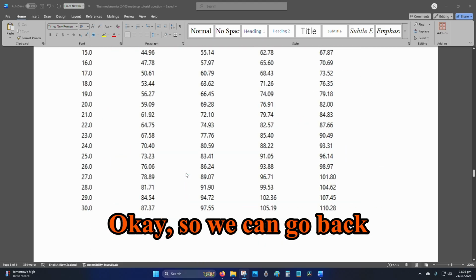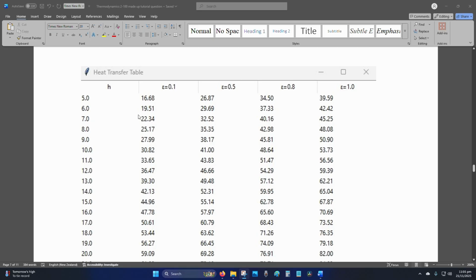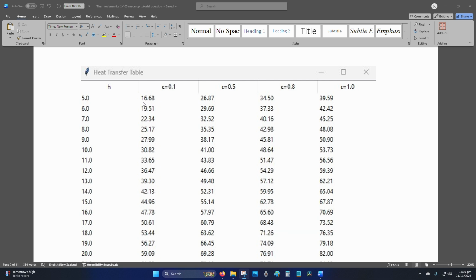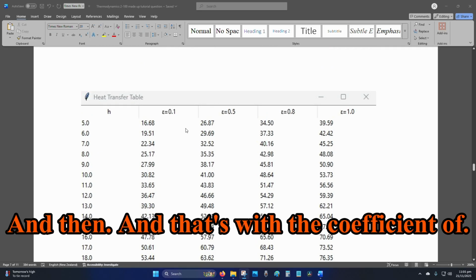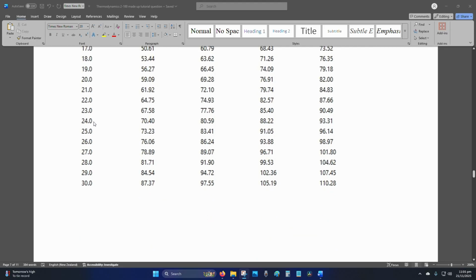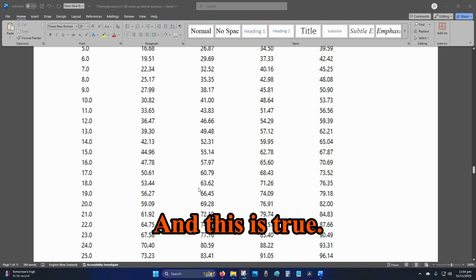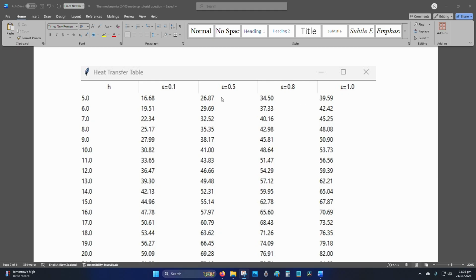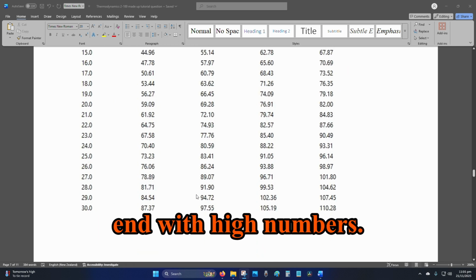Okay, so we can go back and look at the numbers. As you can see, on the lower end, you've got 16 for 0.1, and that's with the coefficient of 5.0, and then at 30 you've got 87, and this is true for all of the emissivity. So they all start with low numbers and end with high numbers.